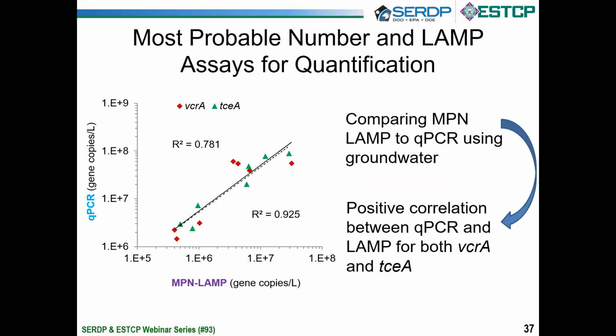A final set of experiments combined the visual-based LAMP assay with the approach known as most probable number, given the acronym MPN. We combined the methods because we wanted to make the visual-based LAMP assay quantitative. And so the results are shown on this slide. On the x-axis are the results from most probable number LAMP, and on the y-axis for qPCR. We gathered data for both VCRA as well as TCEA. And overall, you can see a positive correlation between the 2 methods, indicating that LAMP most probable number would be a viable quantitative approach.